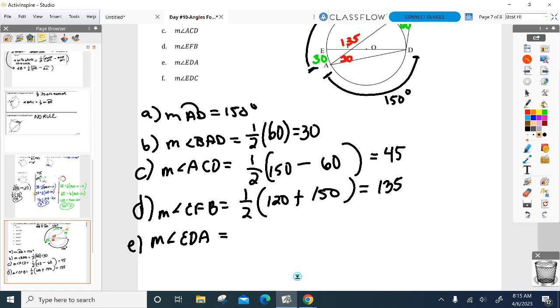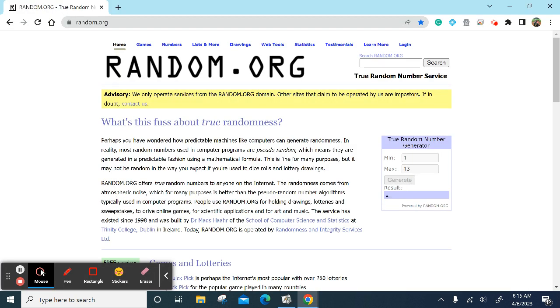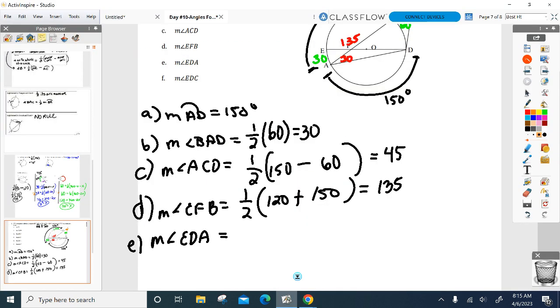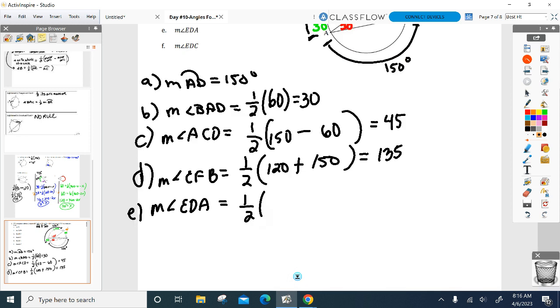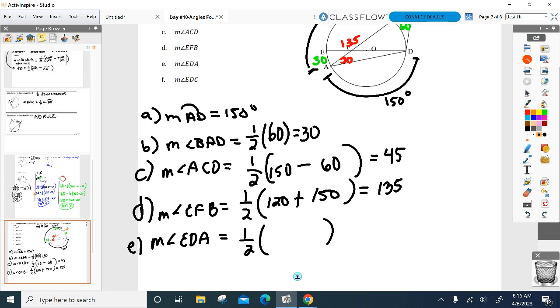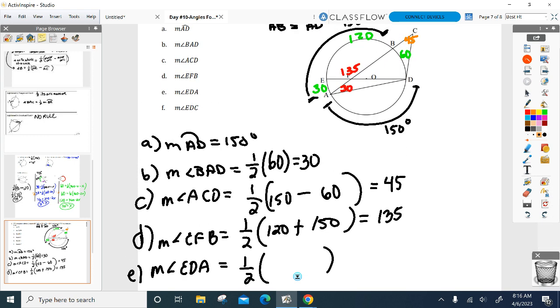EDA. 13. You ready to go here, Charlie? Inside or outside? Inside. Central? Inscribed. Done. So I'm going to take half, whatever arc it's drawn to. What's the measure it's drawn to? EDA. 30. So I'm going to take half of 30. 15 degrees.